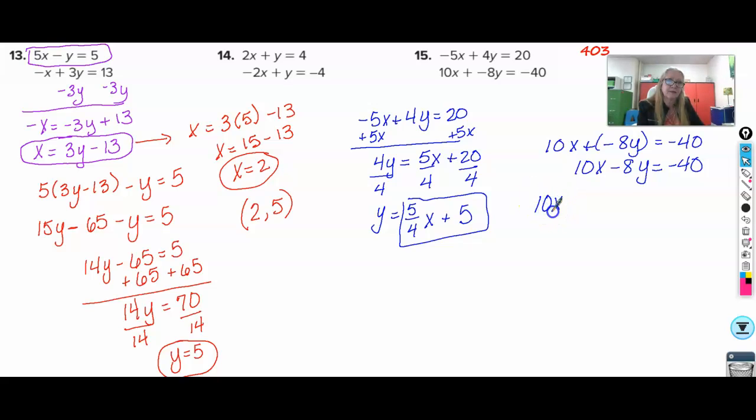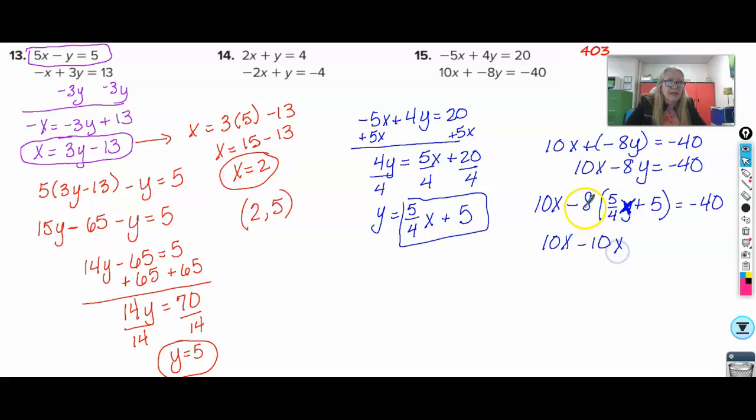Now this is what I'm going to substitute for y. Okay, so I have 10x minus 8 times 5/4 y plus 5 equals negative 40. I'm distributing the 8, 10x. Negative 8 times this would give me negative 10. What did I do? I substituted for y, right? Oh, I see what I did. Another careless error. This is an x. Carelessness. Okay, I was like, what the heck?